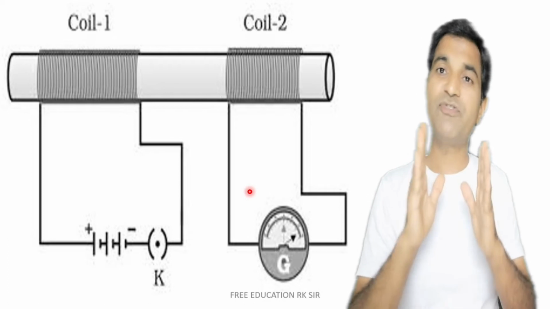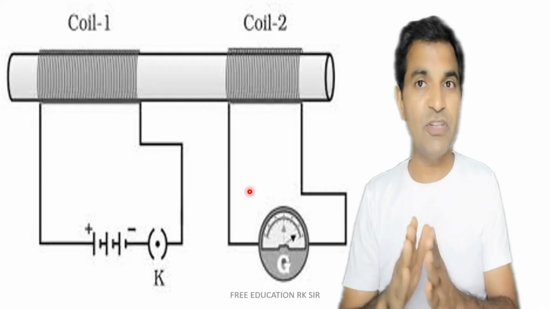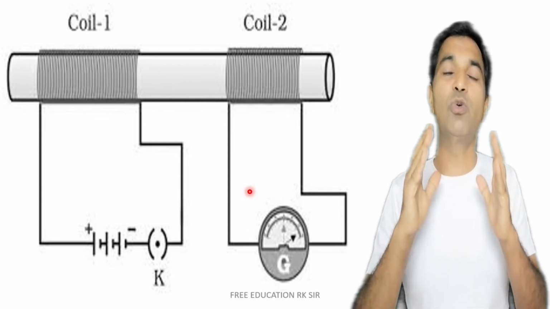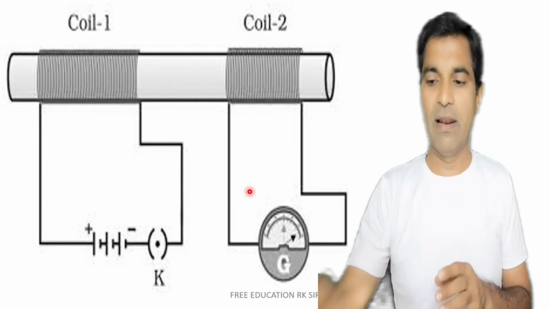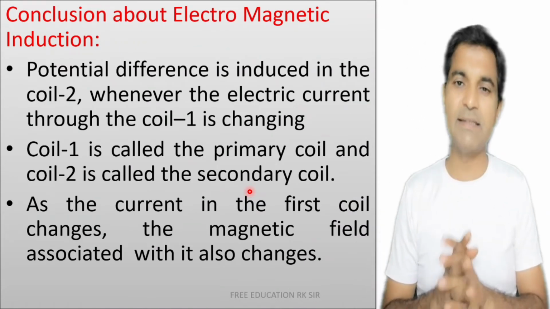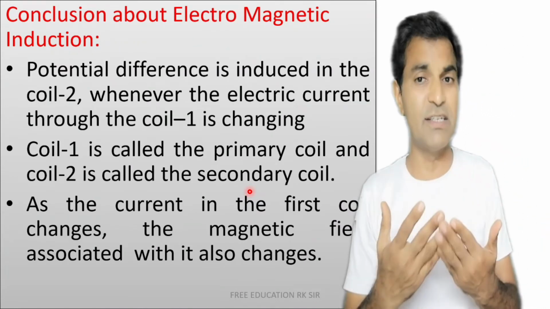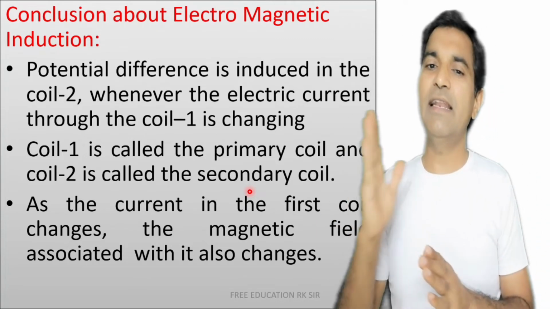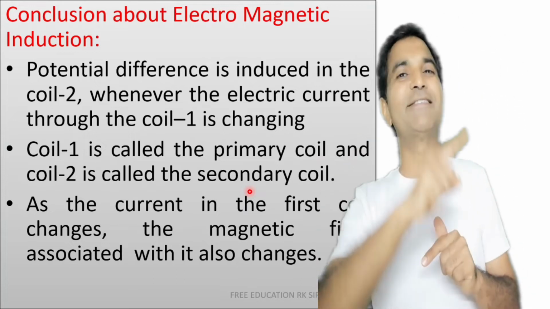Second observation: the rate of change of EMF, the rate of change of voltage that is induced in coil number 2, is directly proportional to the number of turns of a coil, right? So what we conclude from this discussion is very clear: the potential difference or the voltage is induced in coil number 2 whenever the electric current through coil 1 is changing.